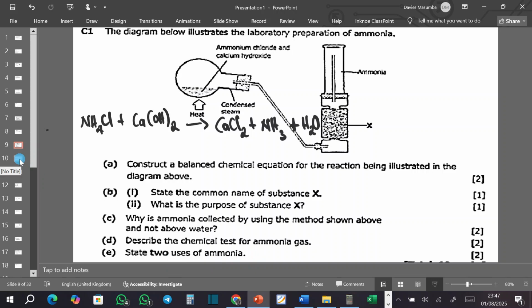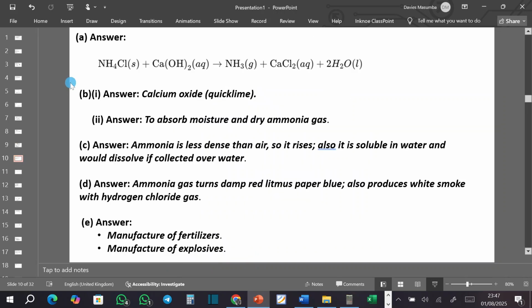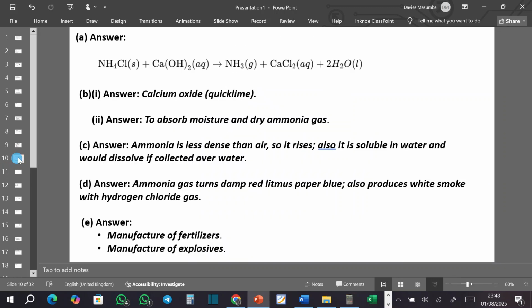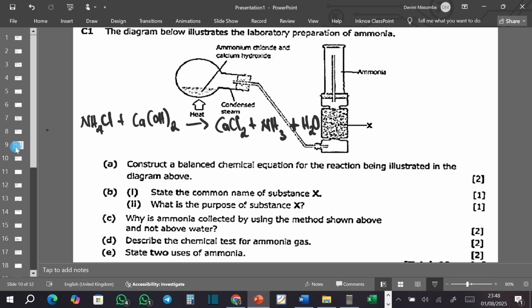So let's start answering. The chemical equation, which they said upper: construct a balanced chemical equation for the reaction being illustrated in the diagram above. So when they put 2 marks, they will not say include state symbols. When they say include state symbols, they usually put 3 marks. So this is the equation which I already showed you. This is how it is balanced.